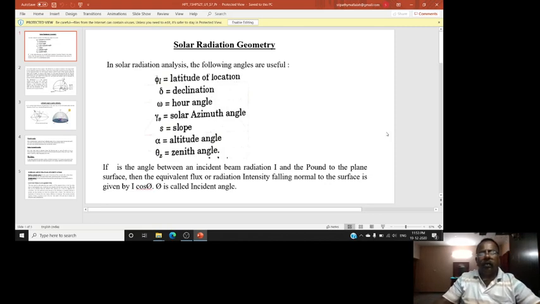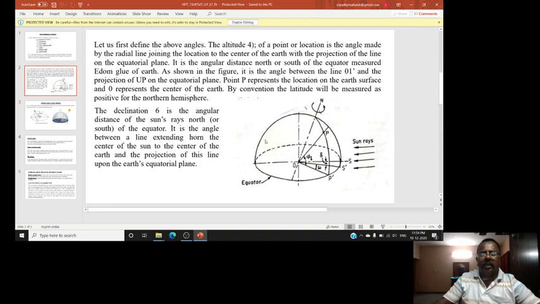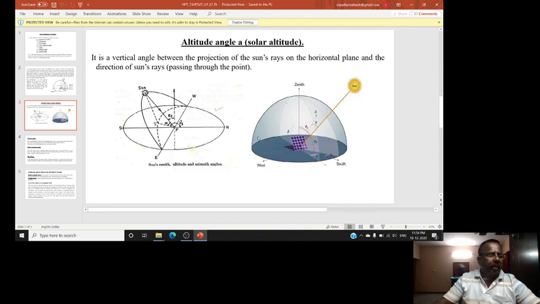So we need to know about solar geometry. We need to know the latitude of the location, declination, that is delta, W the hour angle, solar azimuth angle, slope S, altitude angle alpha, zenith angle, etc. So let us consider this diagram, and by using this, let us know about the solar geometry.